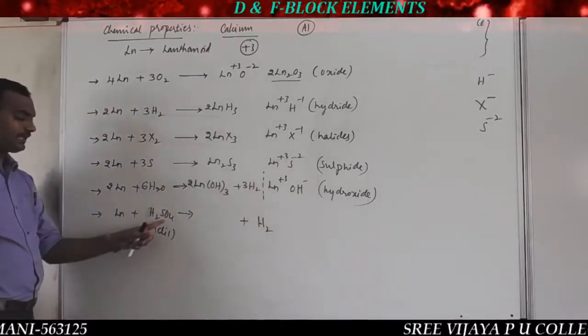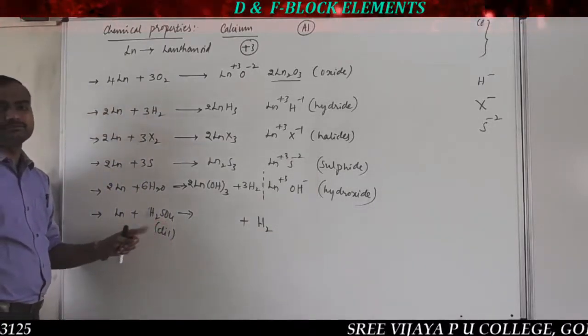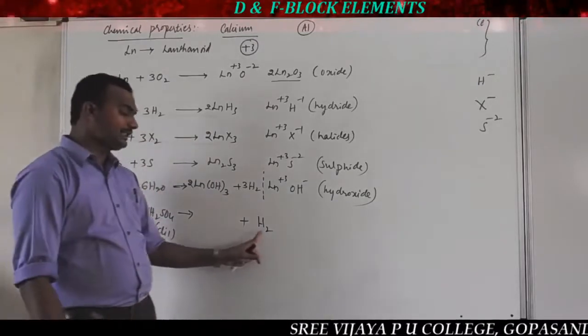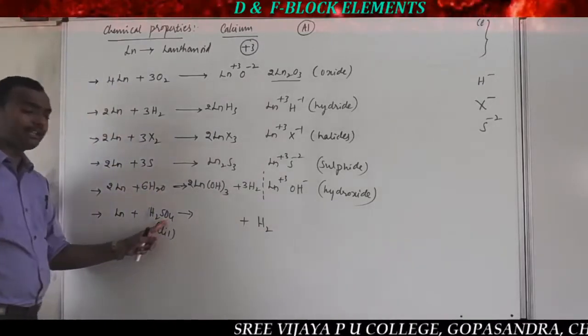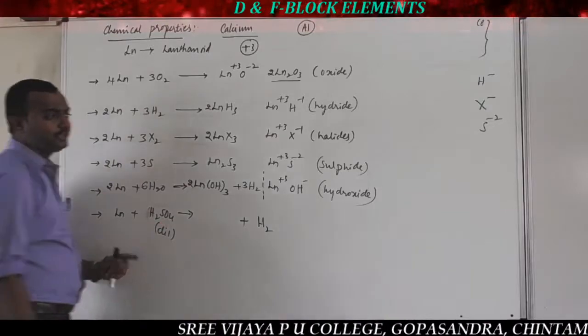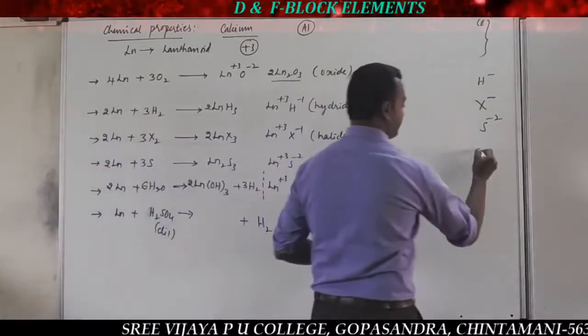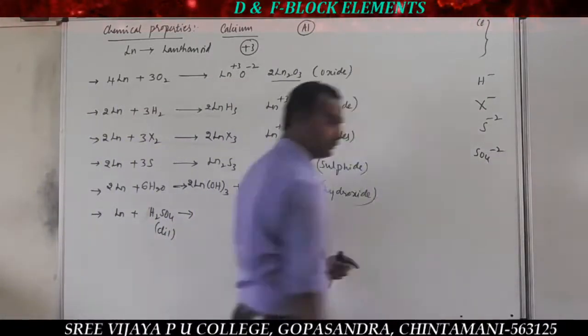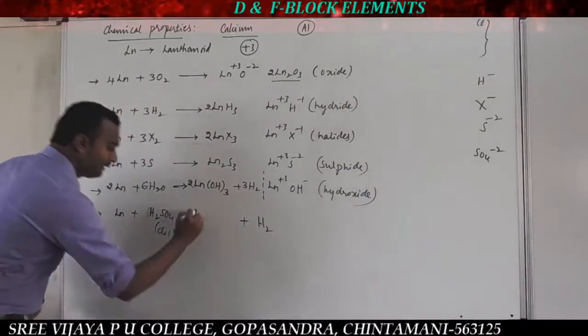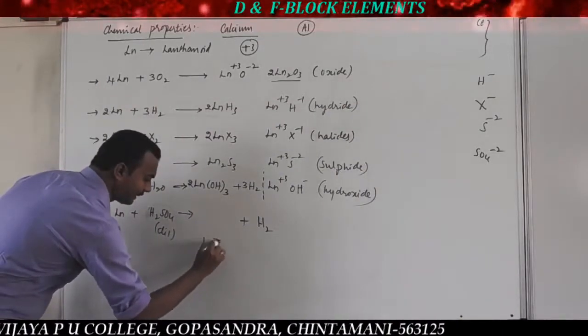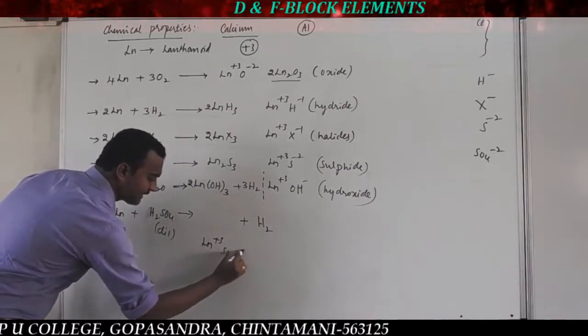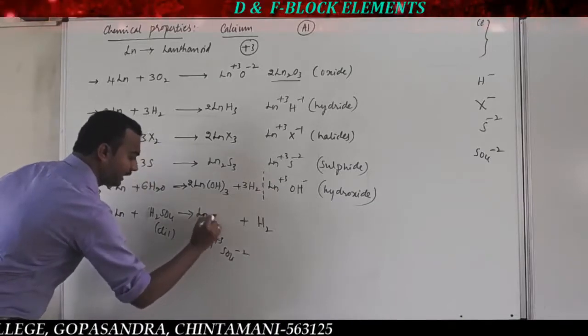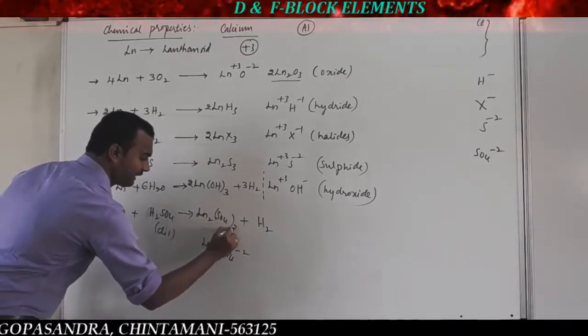What's the salt forming? An acid is nothing but it gives the H plus ion. So that liberates the hydrogen gas, and the remaining negative ion is the sulfate ion. We know the charge for sulfate is -2. So for lanthanide we take +3, and sulfate is -2. Therefore the formula is Ln2(SO4)3.